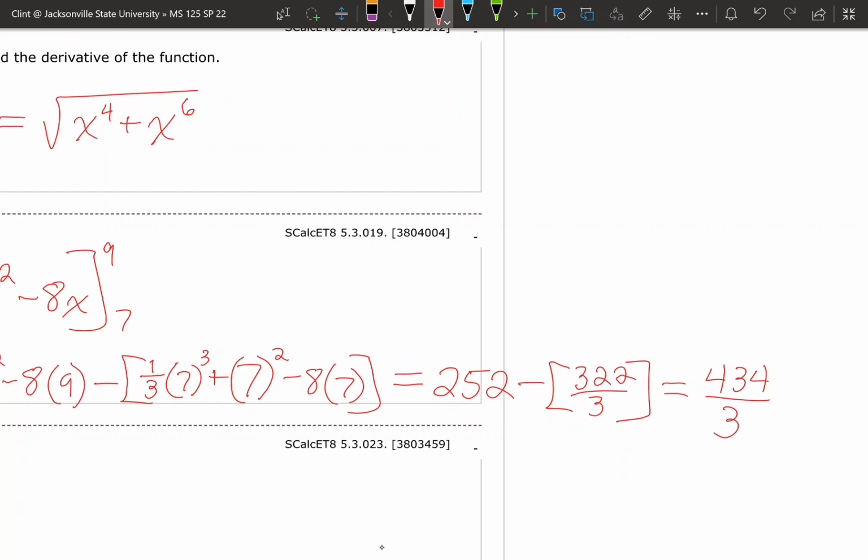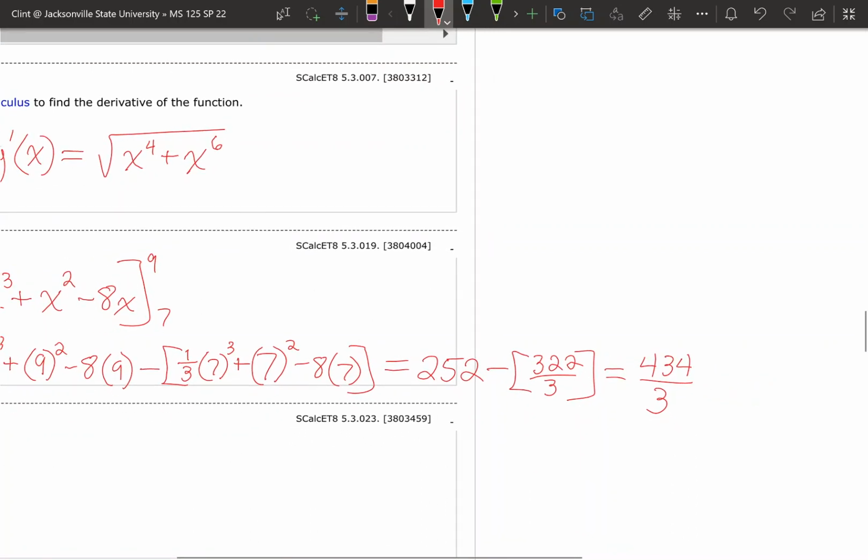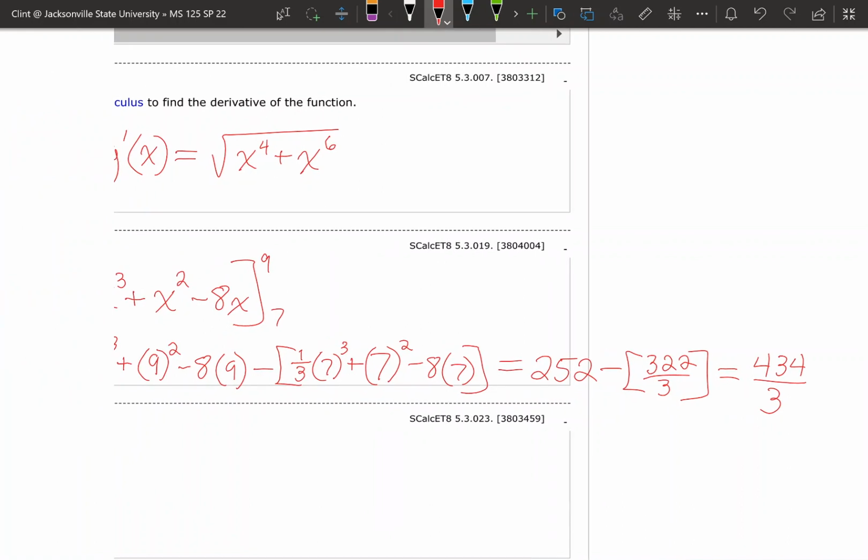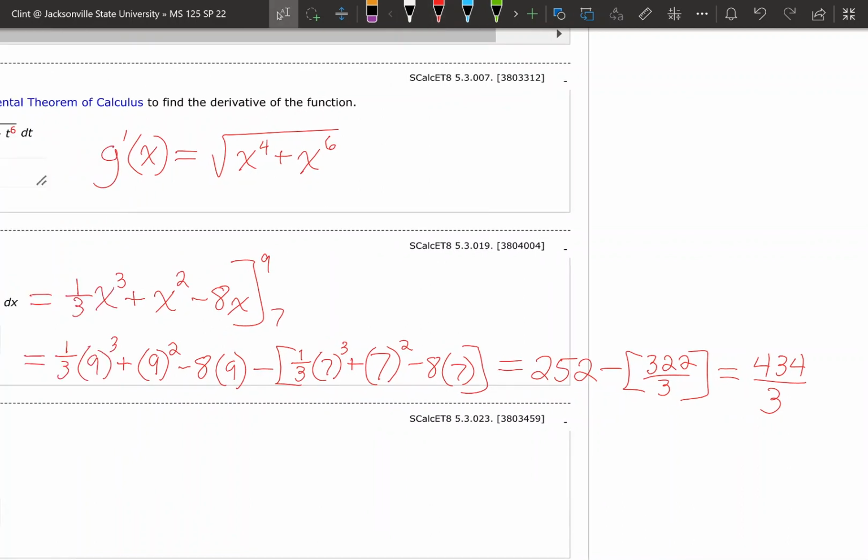Anybody else try punching that to see if you got the same thing? If it'll show up. Questions on that one? Good.